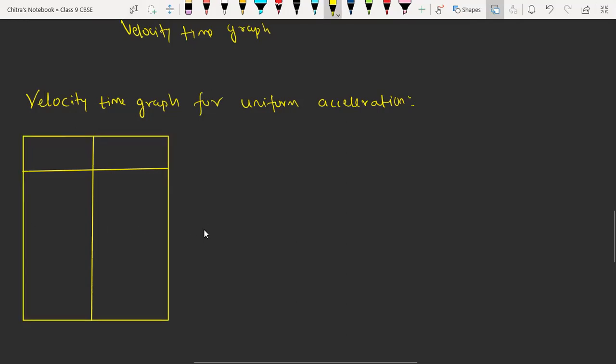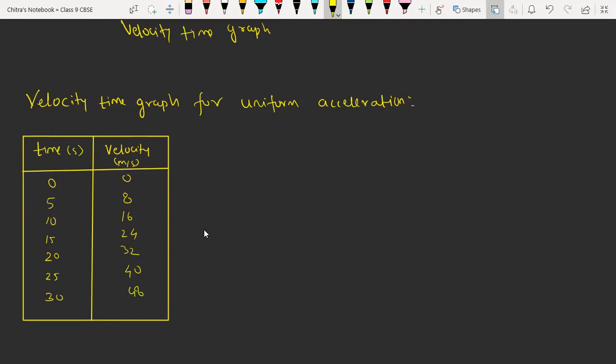Okay. So here I'm taking again time in second, and here velocity. Velocity is in meter per second. Okay, so again here first we have 0, so velocity will be 0. Then we have, suppose, 5, and the velocity becomes 8. Then at 10 seconds, velocity will be 16. Then at 15 seconds, it will be 24. Then at the 20th second, we have 32. Then at 25, we have 40, and at 30, we have 48.